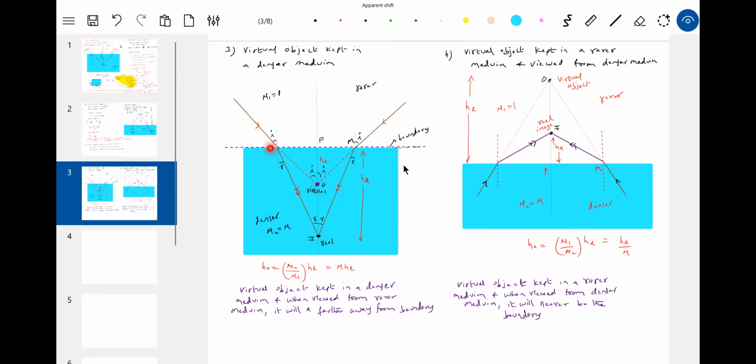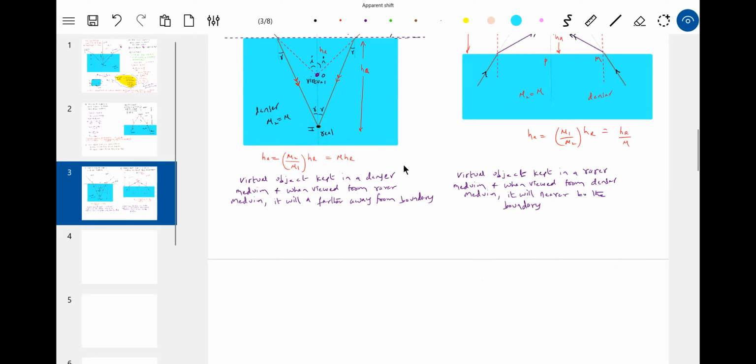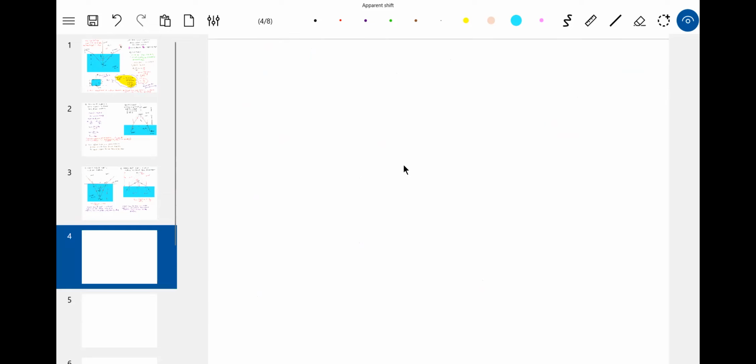So how do we get a virtual object? For an example of a virtual object, you just do one thing: take two laser guns, try to focus at a point. So when we do that, instead of focusing here, they'll get focused here. This is the idea. So, sir, we are not understanding what you mean by that virtual.